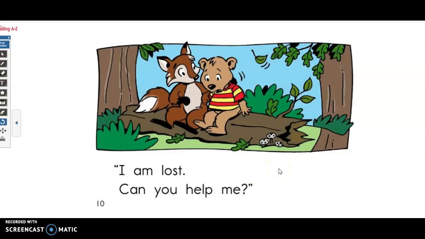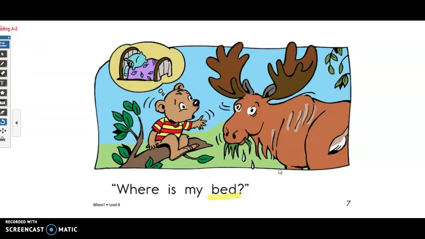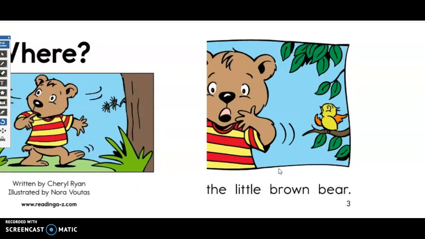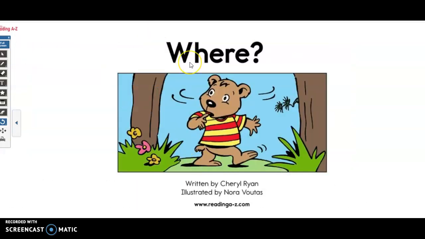All right, good job, guys. Those are the last 2 pages of our book. So tomorrow we are going to go through and we're going to read this whole book together because now we're officially experts. All right, guys, I'm very proud of you. Good job.